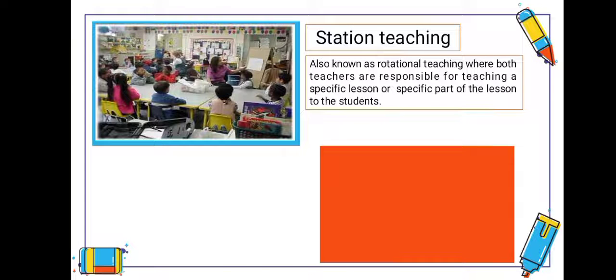In this approach, both teachers are teaching the students a specific lesson or the same lesson, and the students are divided either into three groups or two groups.